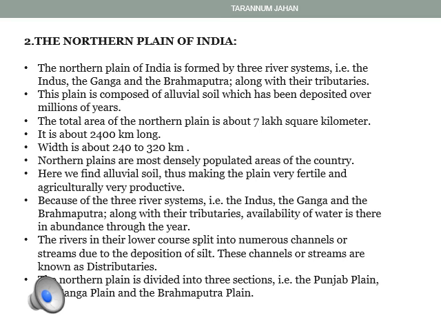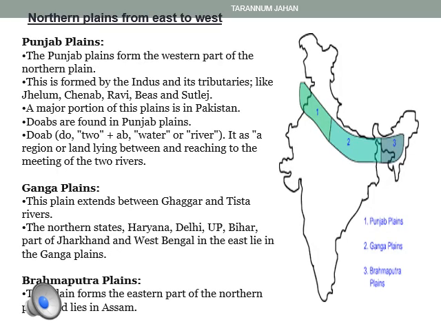Again, the northern plain is divided into three sections, from west to east. West to east, I am dividing the northern plains into the Punjab plain, Ganga plain, and Brahmaputra plain. Now you see the map, how the northern plains from west to east have been divided. Just see the Punjab plain, Ganga plain, and Brahmaputra plain. Now the first is the Punjab plain.